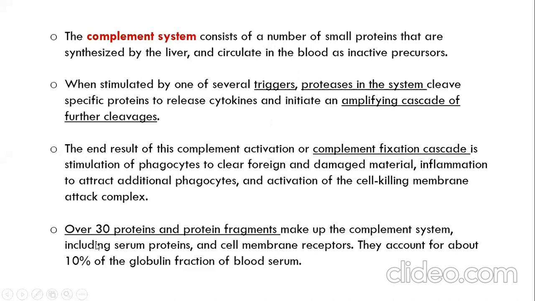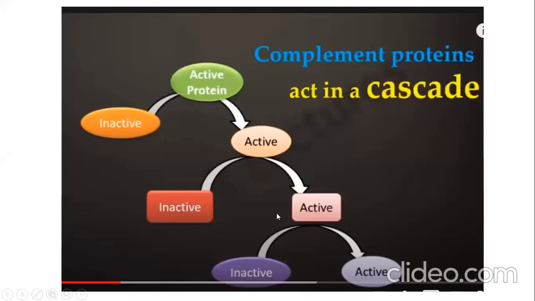The complement proteins are over 30 proteins and protein fragments, not only proteins. One protein is divided into smaller and larger fragments. A small fragment can do some function, a large fragment can do another function. They make up the complement system. Overall, 10% of the globular fraction of the blood constitutes the complement proteins.